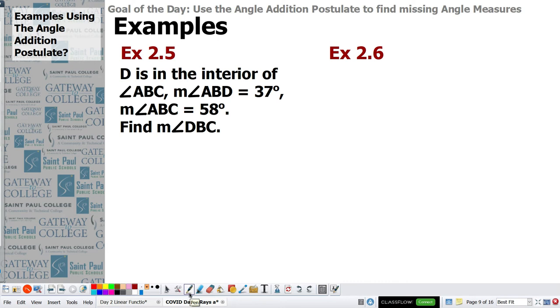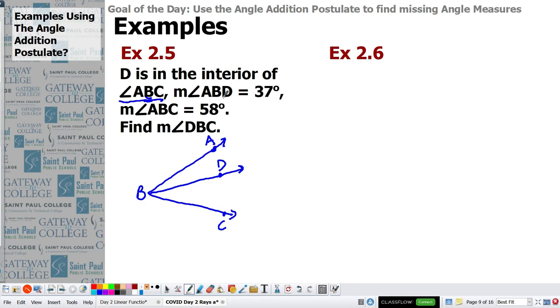It says D is in the interior of angle ABC. So I'm going to draw that angle first. We have angle A, B, C, and notice B is the middle, so it has to be the vertex. D is in the interior somewhere, so it's inside. There's D. And then you connect B and D. So there's our picture. Now I'm going to start labeling it.